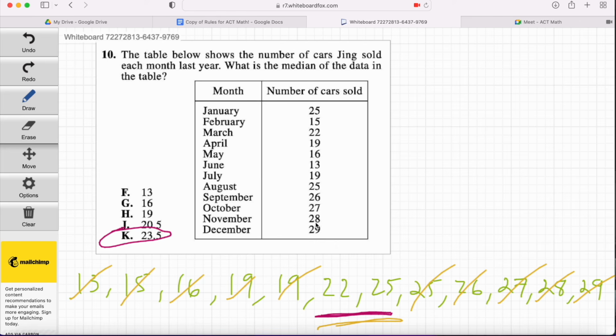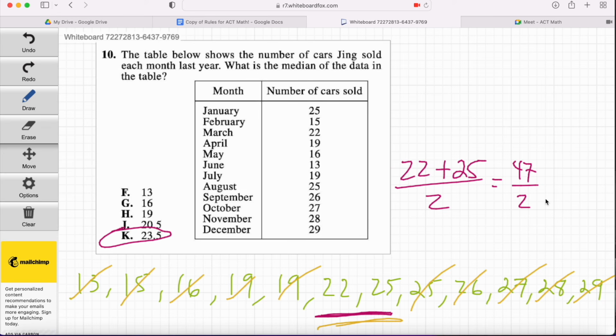You add and then divide. It's 22 plus 25, and then you divide by the number of values, and we've got 2 values there. You're not dividing by 12. We're finding the average of just those 2 numbers. So what's 22 plus 25? 47. And what's 47 divided by 2? 23.5. Answer choice K. Any questions about that? No, sir.